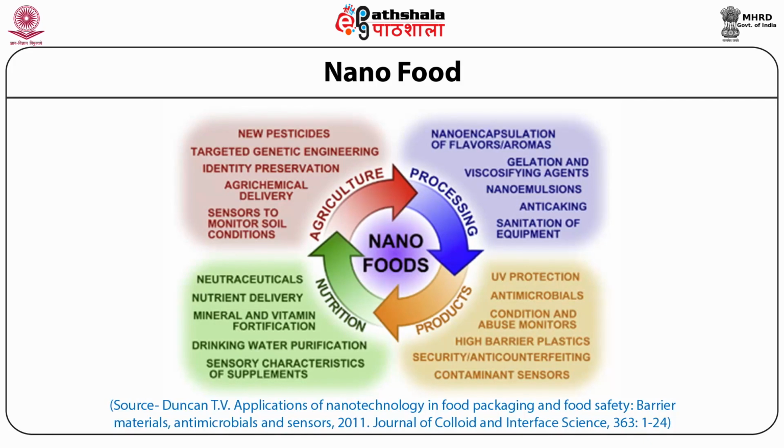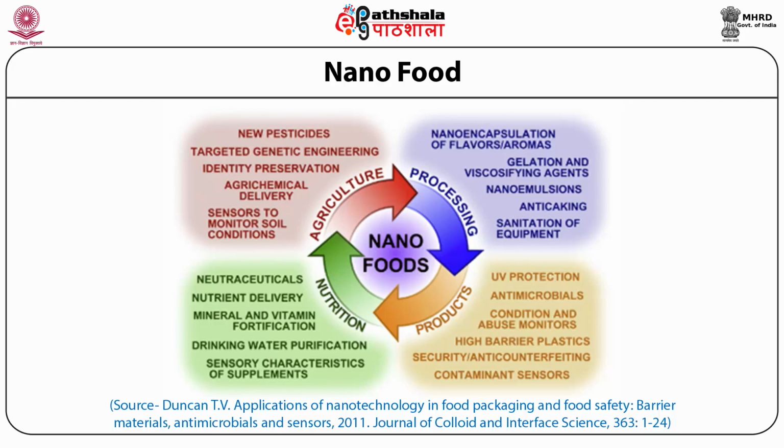We have studied nanoencapsulation of nutraceuticals. We have studied about nanoemulsions too. However, it is also used in sanitation of equipment, wherein we use silver nanoparticles, gelation, and as viscosifying agents too. Yet another aspect of nanotechnology in foods is the ability of these nanoformulations to do UV protection or to act as antimicrobials, to condition and abuse monitors, to develop high barrier plastics, which we will cover in the course of this module, security in anti-counterfeiting contaminant sensors.